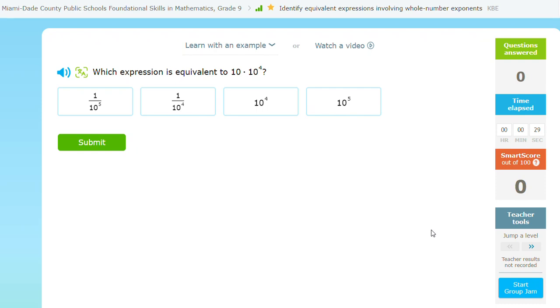All right, so let's reinforce the rules that we've learned about exponents by finding equivalent expressions. All we have to do is simplify the expression that they give you at the top and then find which of these expressions are equivalent.